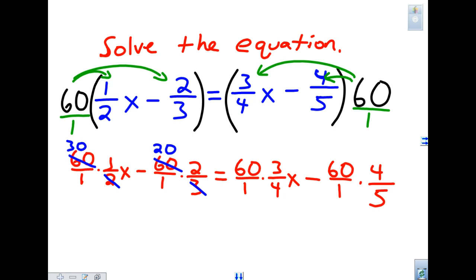There is a denominator, but it's a 1. And if the denominator is a 1, we don't have to write that anymore. And so the fraction is going to be gone. We do the same thing to the left-hand side.